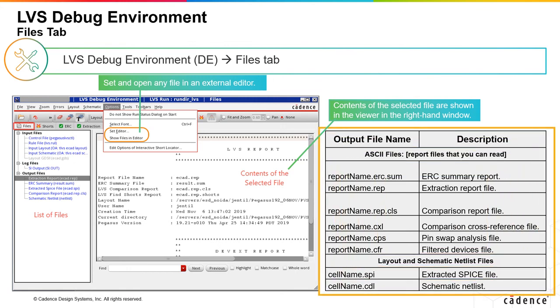Note that, even if the .cls comparison report file, that contains the information on compared cells between schematic and layout, is showing a match, it does not mean that the design is clean. You need to check all other reports as well.